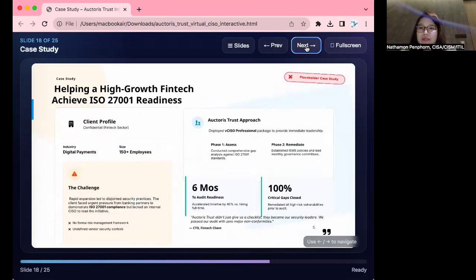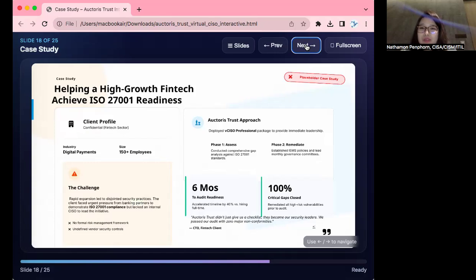This is a case study that we have done successfully for our fintech clients. The client profile: a client in the fintech sector doing digital payments, with a company size of 150 employees. The challenge is that rapid expansion led to some inconsistencies in security practice, and the client faced urgent pressure from the banking partner to demonstrate ISO 27001 compliance, and they don't have a CISO to lead the initiative.